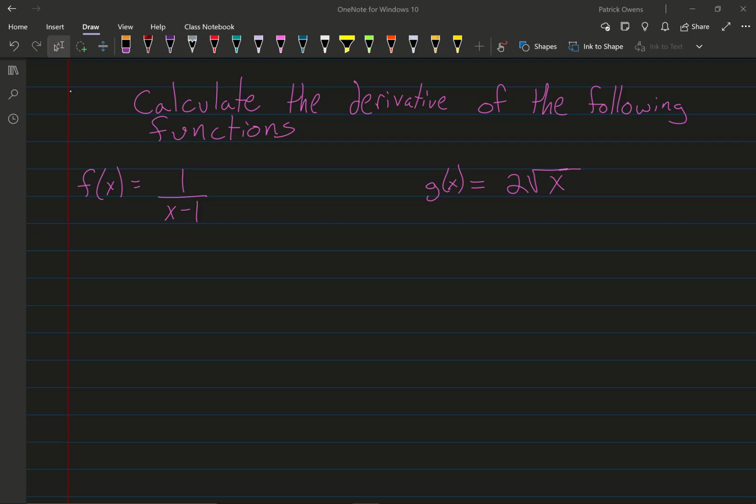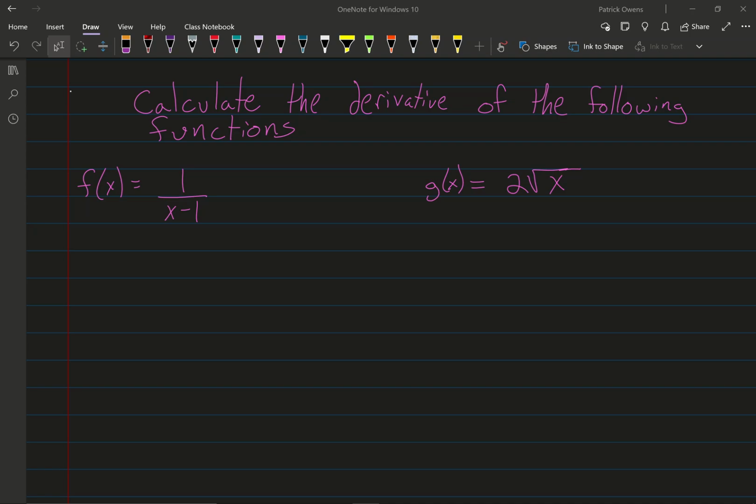Hello, today we are going to take a look at how to calculate some derivatives of some non-polynomial functions. So we have a rational function and a radical function here, as well as take a look at how to use derivatives, both first and second, to calculate critical points, intervals of increase, decrease, and where a function is concave up and concave down. First off, we are going to calculate the derivative of this rational function.